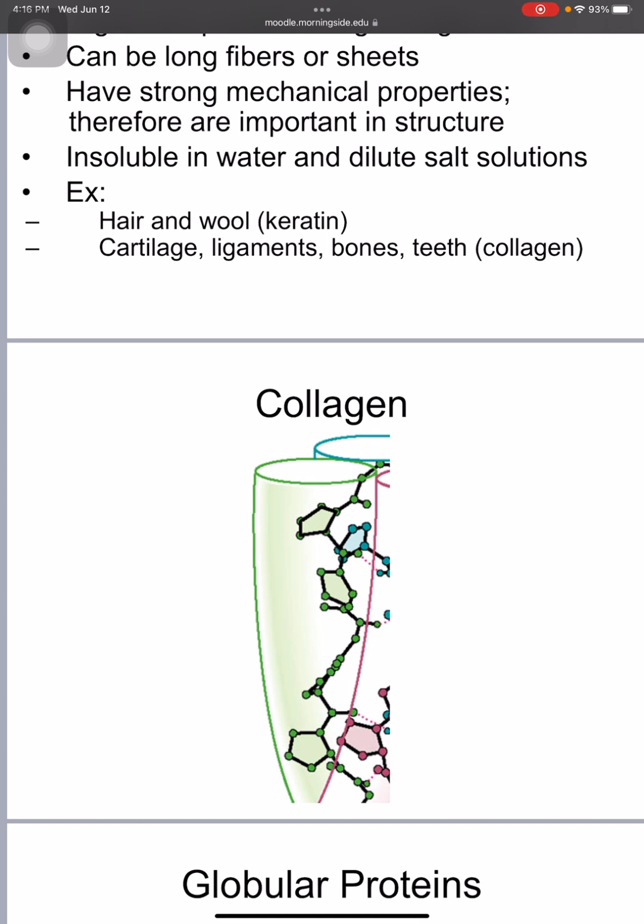Right, so we talked about collagen. Keratin is another common one. Hair is made out of keratin.